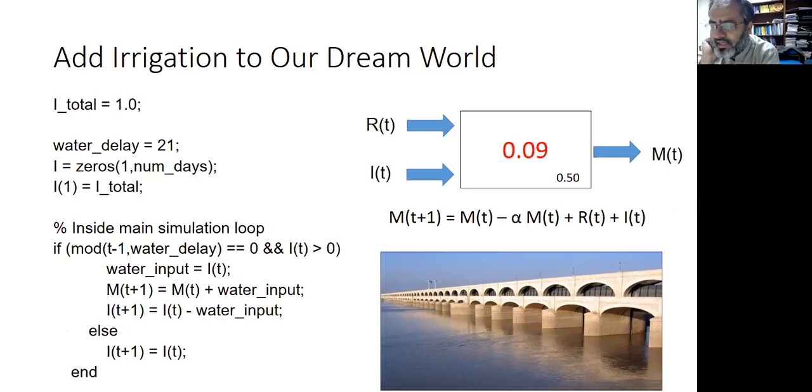So if this mod gives you zero and you have some irrigation remaining, so it means as long as you have something in your bucket, आपके पास अपने reservoir में पानी मौजूद है और आपका दिन आ गया जैसे. ठीक है, जिस दिन आ गया, what will you do? You will look at water input, ठीक है, and you will modify your moisture with this water input. This is how we are incorporating irrigation into this simulation. हम हर 21वें दिन पानी लगा रहे हैं इसको.